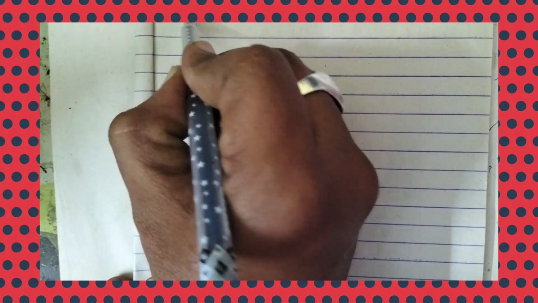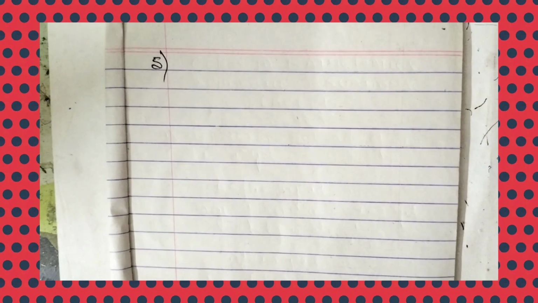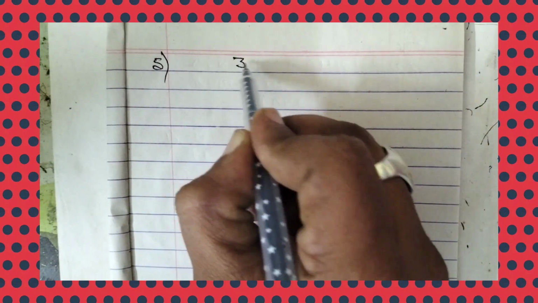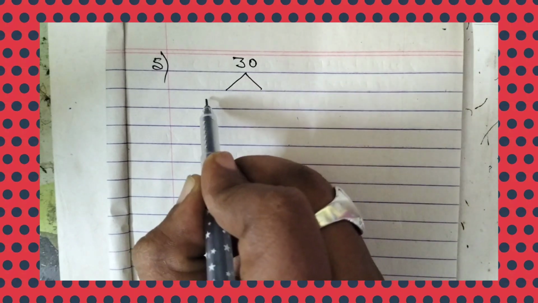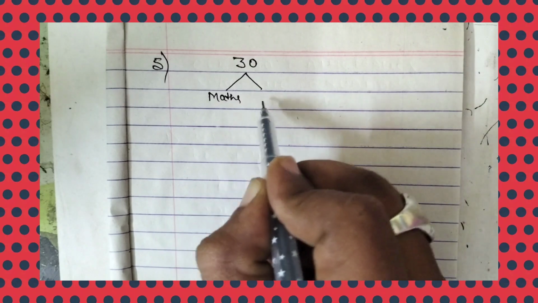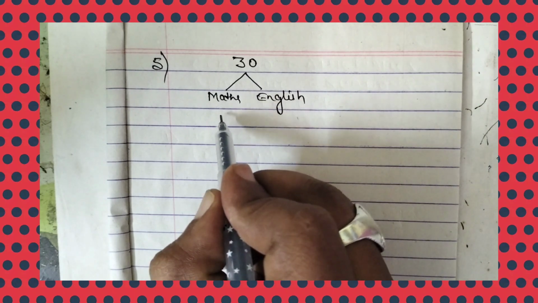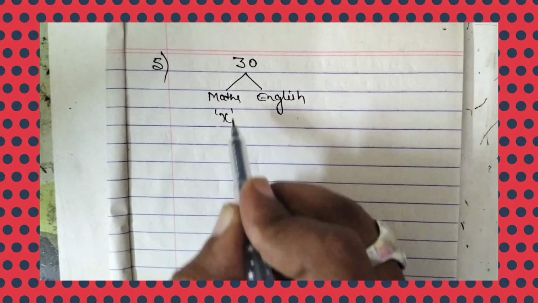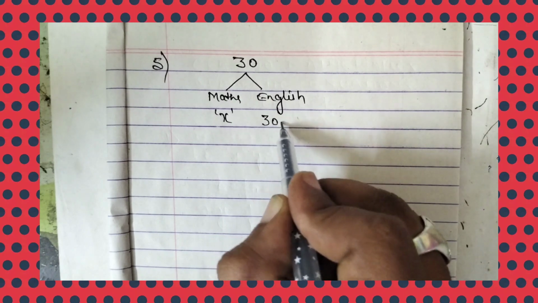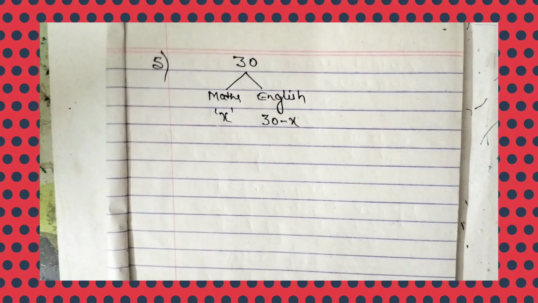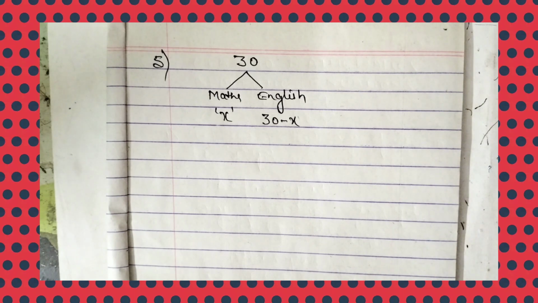First let us write the total. This is the fifth question, so let us solve it. In the fifth question, they have given the total: she got 30 marks for maths and English. If you add the marks of English and maths, it will be equal to 30. Suppose she scores x marks in mathematics, then the remaining 30 minus x marks she will score in English.